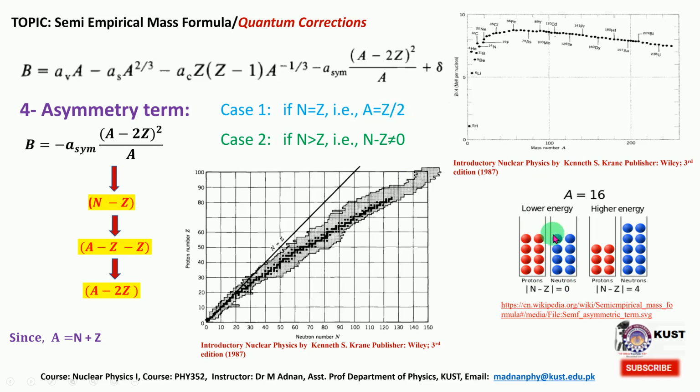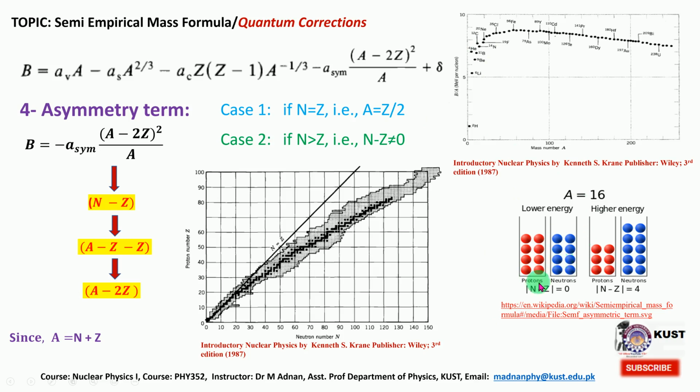Here it is important that this is not just a representation of these lighter elements. This is just a random number. You can take any number, but just to explain this with the help of this cartoon, we have taken A is equal to 16. It doesn't mean that this is valid only for the lighter elements.